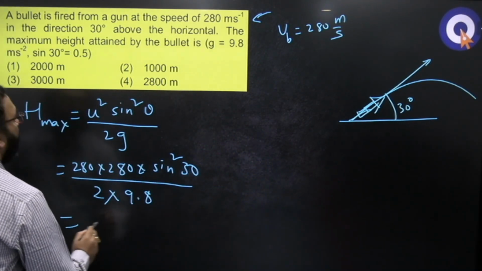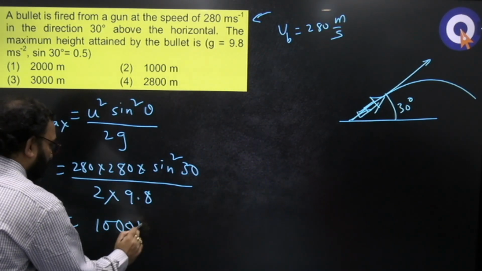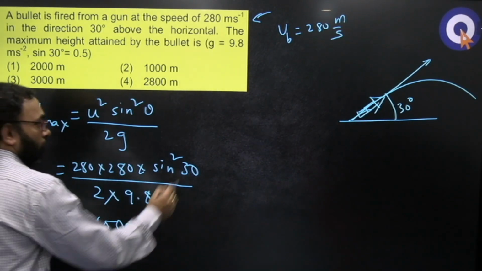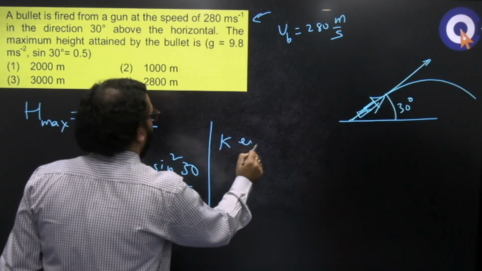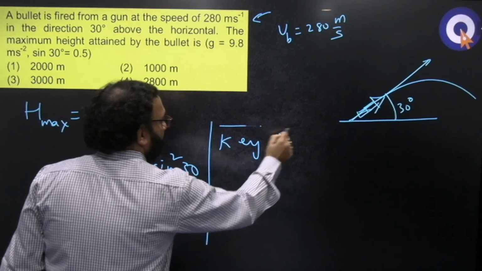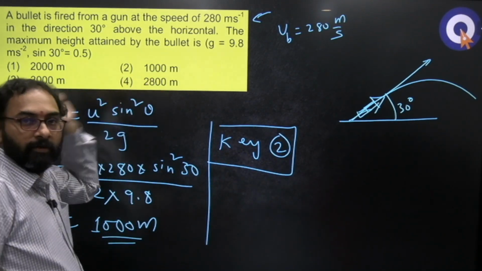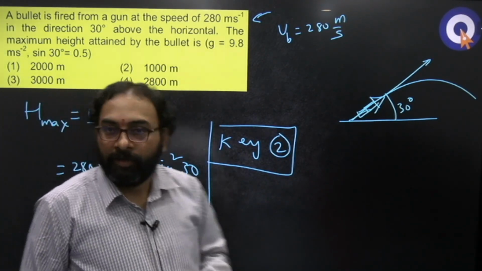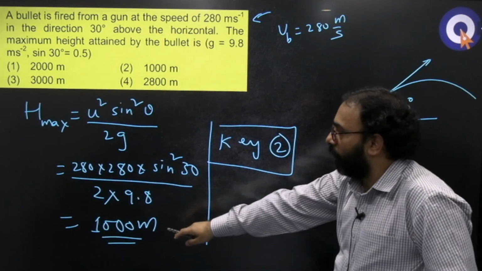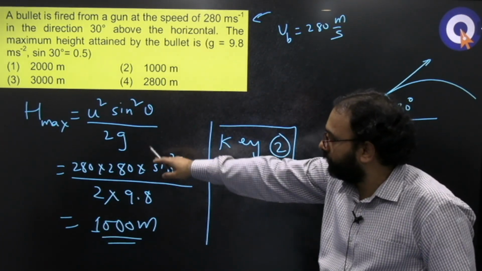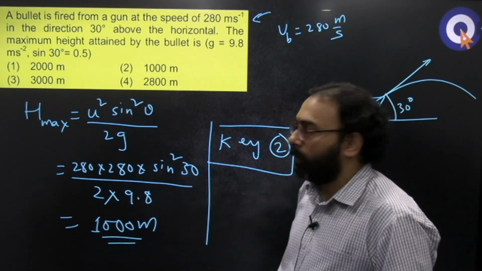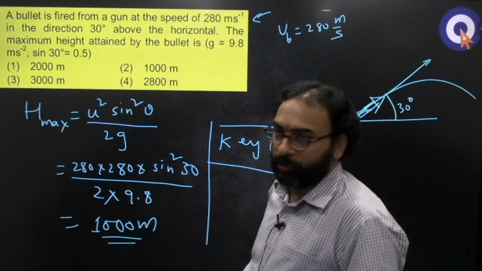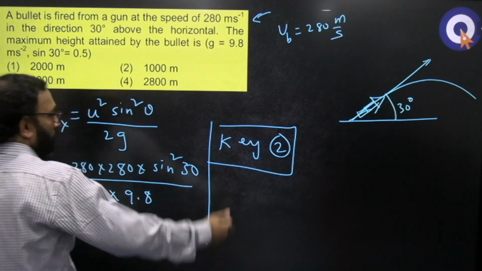You are going to get around 1000 meters as the maximum height attained. So the key we can conclude as 2, the second option is the correct one. The formula is u square sin square theta by 2g, with sin 30 as 1/2 or 0.5. The key is 1000 meters. So we'll proceed to the next question.